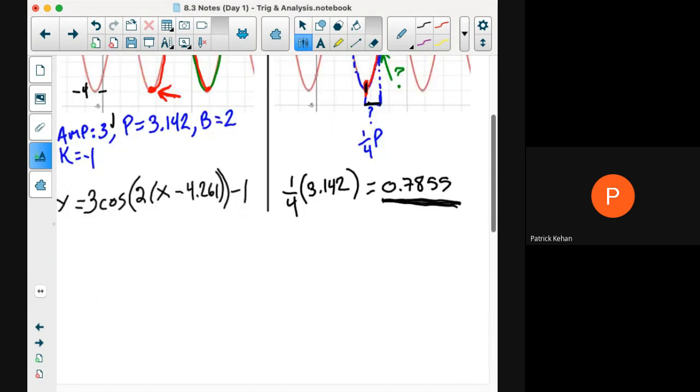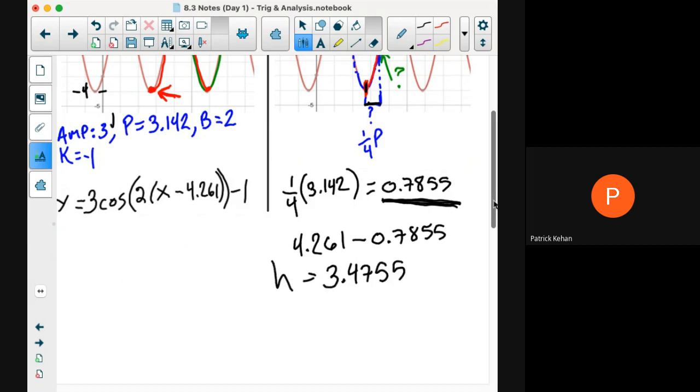So it's 4.261 minus 0.7855. 4.261 minus 0.7855 gives me 3.4755. This is my h value. This is where I want to start, right here.